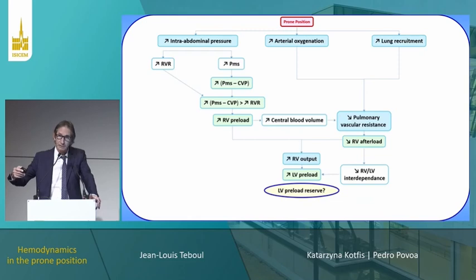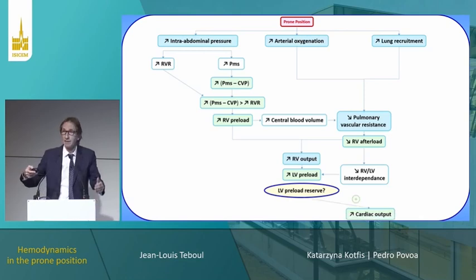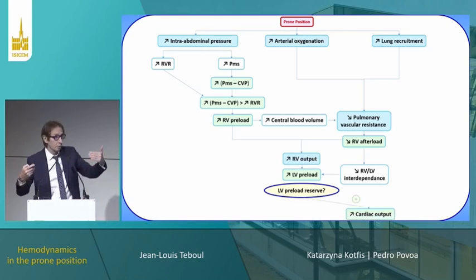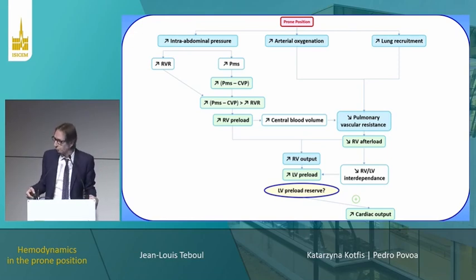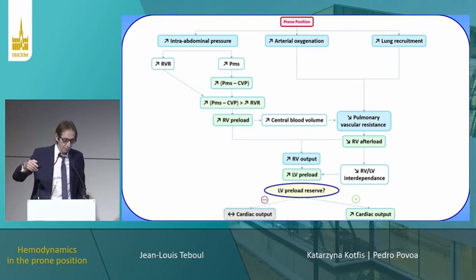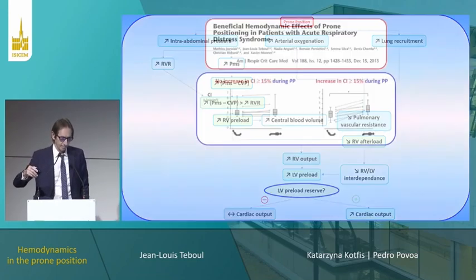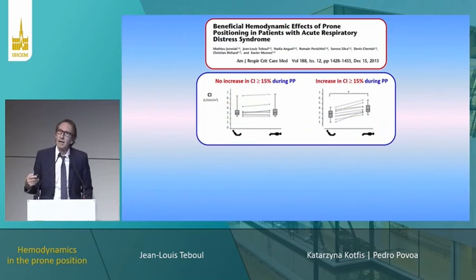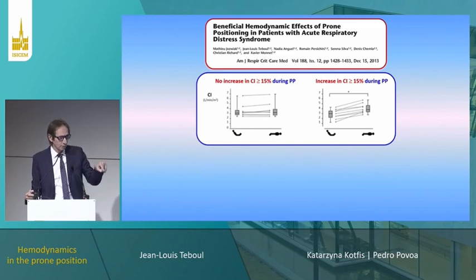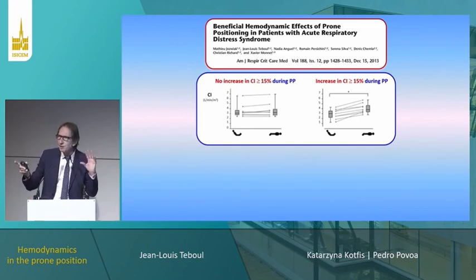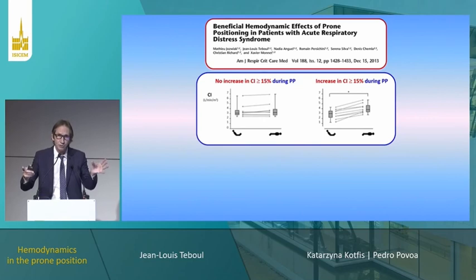So now it depends on the presence of preload responsiveness, preload reserve or not. If the left ventricle has some preload reserve, is preload responsive, you can improve cardiac output. If not, there is no change in cardiac output. Having said that, now we have to consider how to assess preload responsiveness. In this study with Mathieu Jozwiak, we looked at patients who increased cardiac index during prone position compared to supine, and patients who did not.